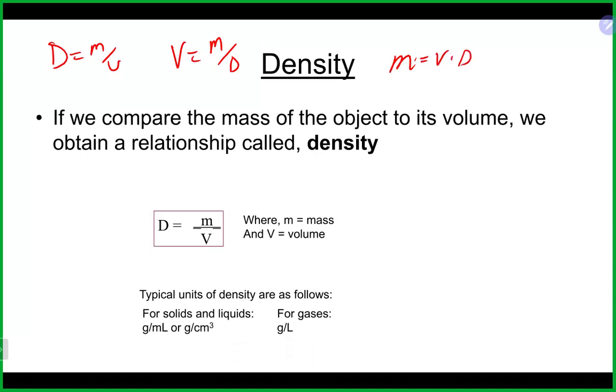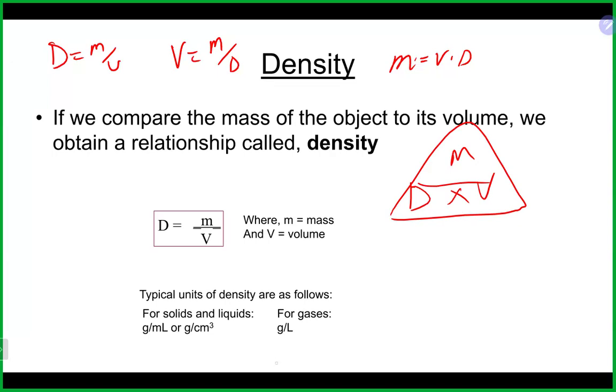Ways that we rearrange the density formula. We do solve for a lot of these things, all three of these things along the way. Some people will remember it as the DMV triangle. Density is mass divided by volume. Mass is density times volume, and volume is mass over density. So sometimes that's the way people will remember it.